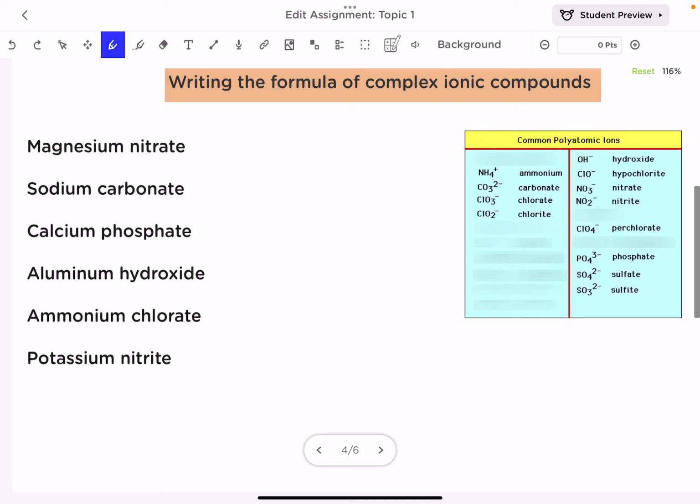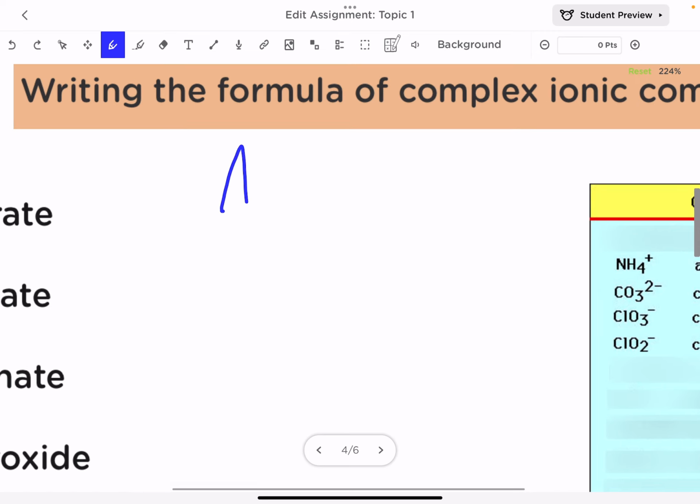Formula of complex ionic compounds. The complex ionic compounds that contain polyatomic ions. Now we follow what we call the X rule. So for example, whatever charge I have on the first one, I can write it as a subscript next to the other ion.